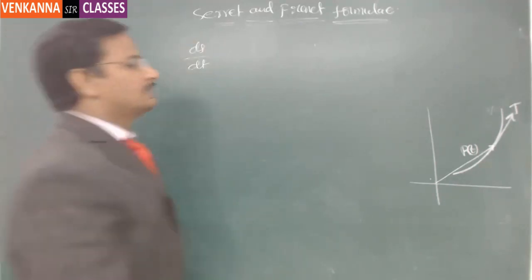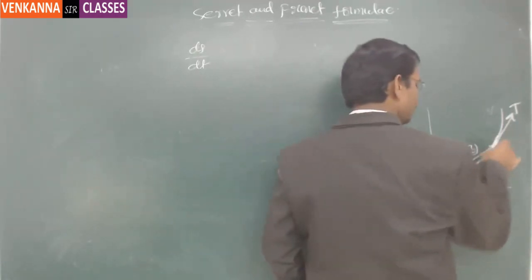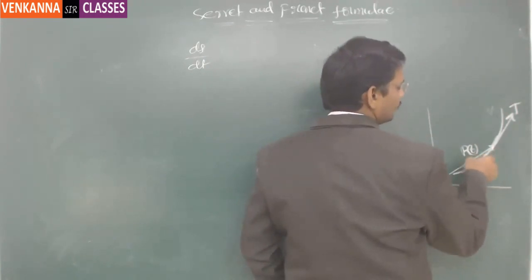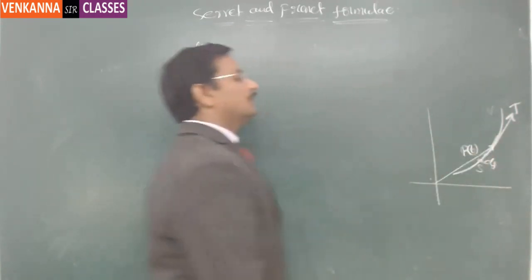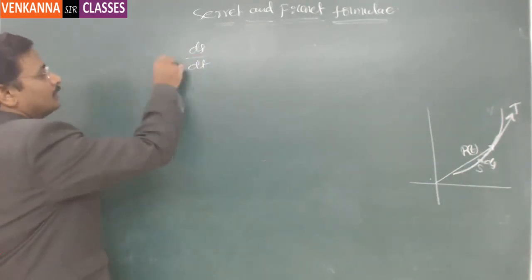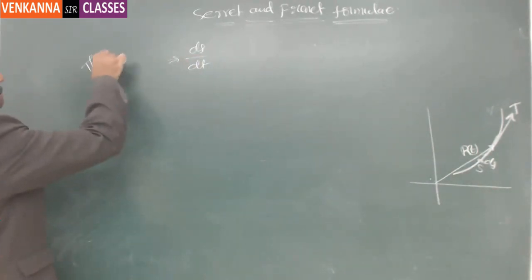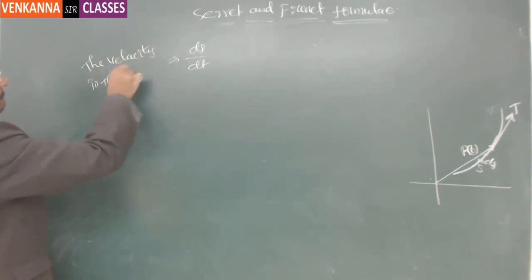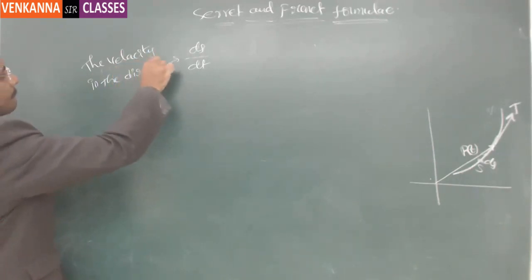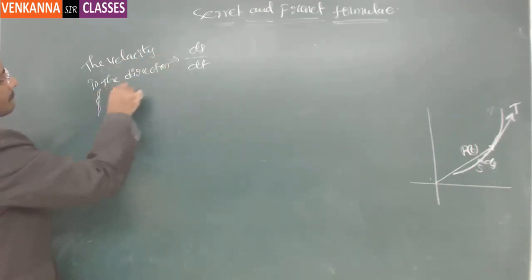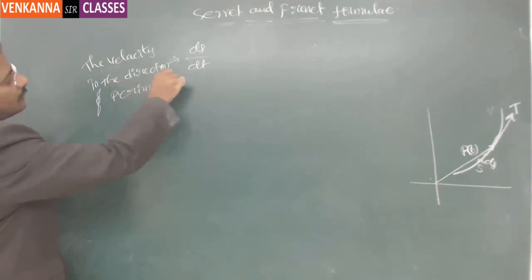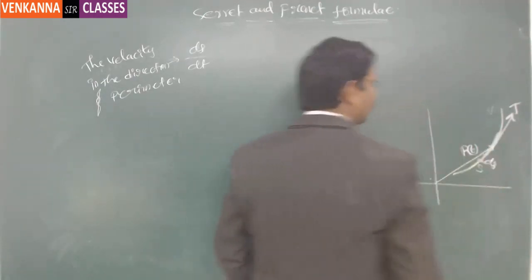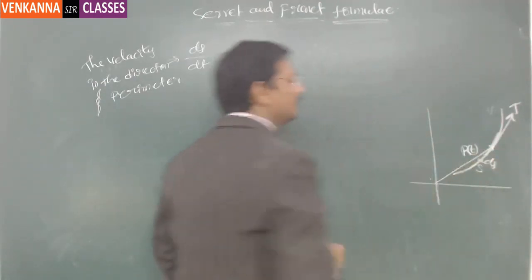So ds by dt is nothing but, suppose the particle is moving along this particular line, so let us consider the s value here. If there is a change of ds, then that ds with respect to time is the velocity in the direction of the perimeter. So if the particle is moving in this particular path, then the velocity on this line is ds by dt.